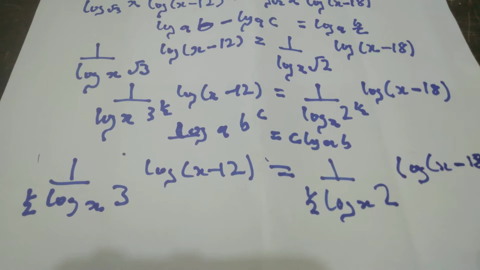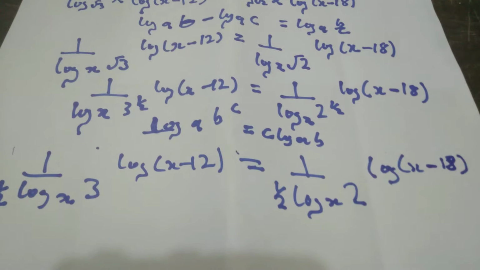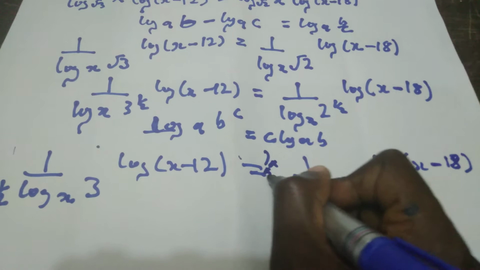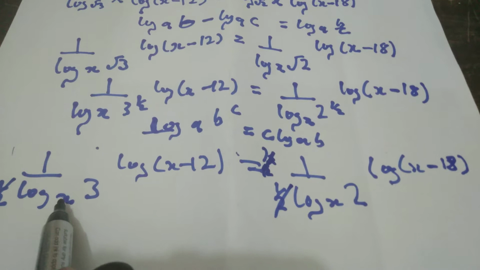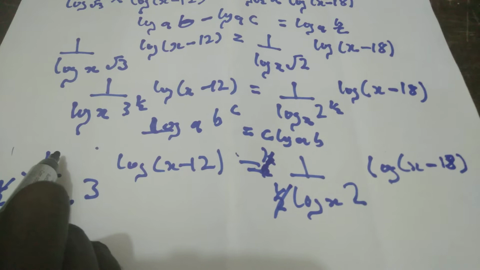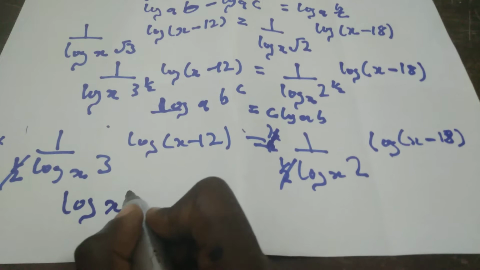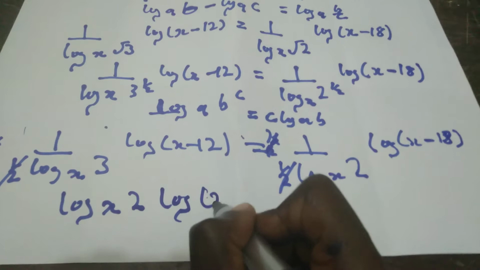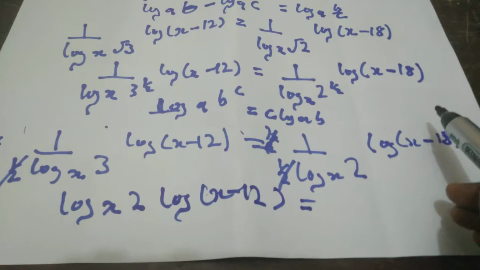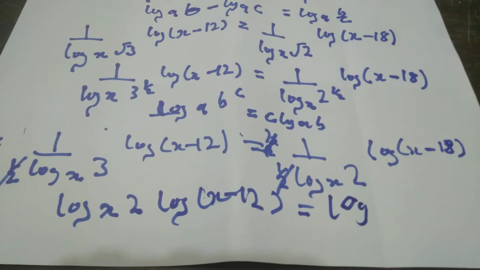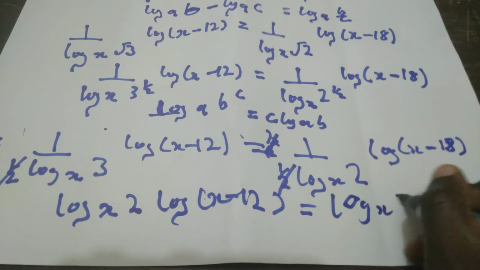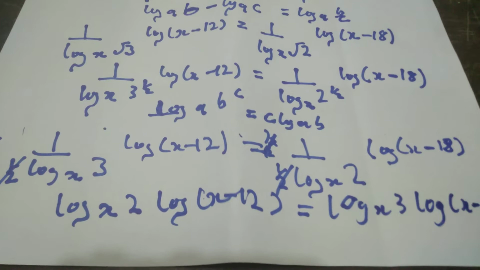Now we multiply both sides by half, so the halves cancel each other and we can cross multiply. We take log 3 to the other side and bring log 2 here. So here will be log to the base x of 2, then log of (x minus 12), is equal to log to the base x of 3, then log of (x minus 18).